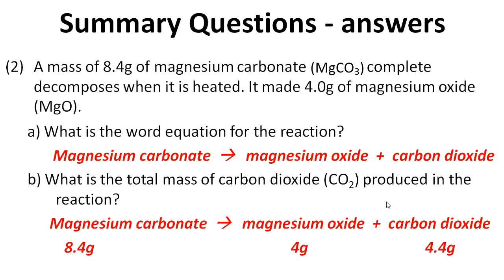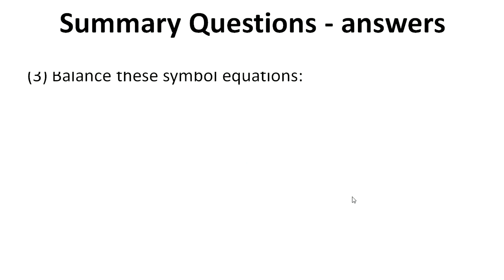Question 2 answers. Question 2 asked, a mass of 8.4 grams of magnesium carbonate completely decomposes when it is heated. It made 4 grams of magnesium oxide. 2a, what is the word equation for the reaction? And the answer is magnesium carbonate arrow magnesium oxide plus carbon dioxide. Question 2b asked, what is the total mass of carbon dioxide produced in the reaction? And the answer is 4.4 grams. Question 3 answers.